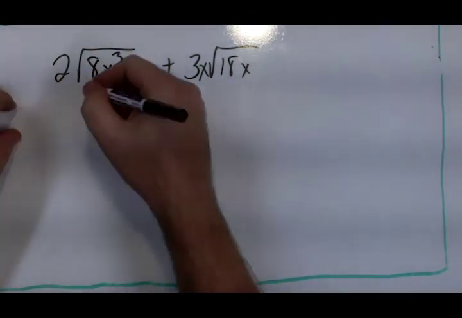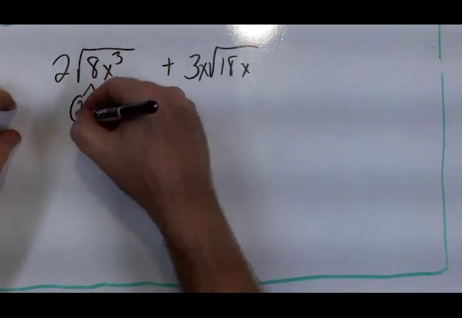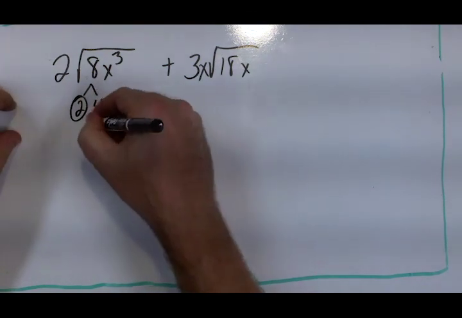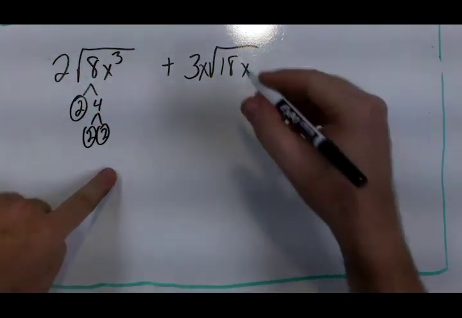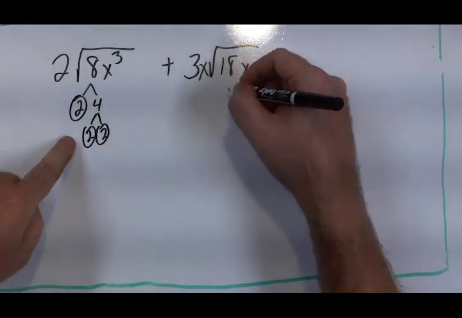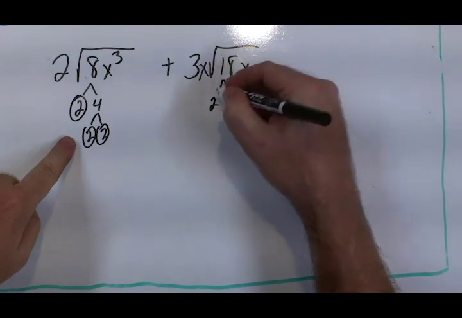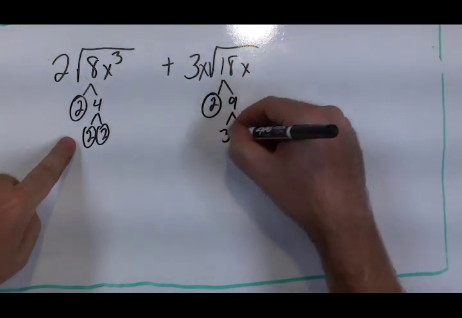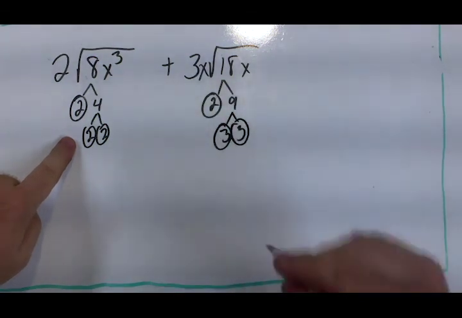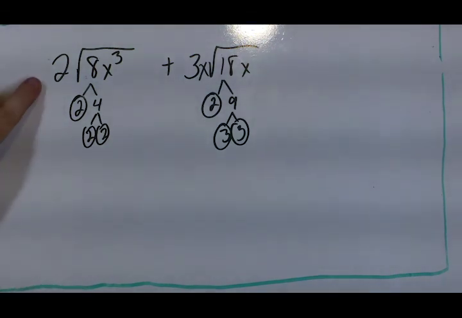So I'm going to take this 8 and break it down. 8 would be 2 times 4, 2 is prime, and then 4 would be 2 times 2, and then that's all my primes. So I'm going to do the same thing over here with 18. So 18 would be 2 times 9. 2 is prime, 9 is not. That's 3 and 3. Okay, then I'm going to rewrite these as prime factorized square roots.